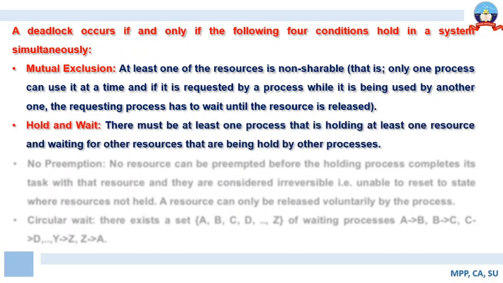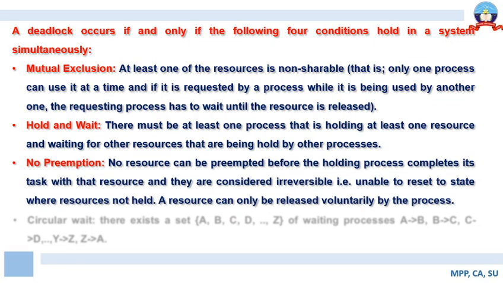The second condition is hold and wait. There must be at least one process that is holding at least one resource and waiting for other resources that are being held by other processes. So this is called hold and wait, wherein a process holds a resource and waits for another resource that is being held by some other process.